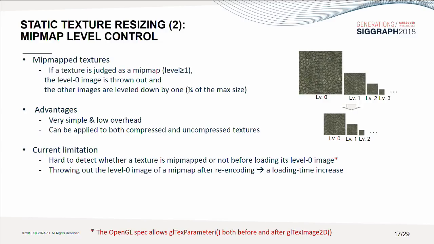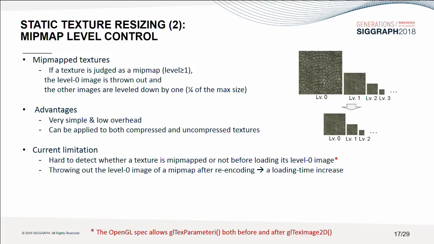For min-mapped textures, we apply mipmap level control. If a texture is judged as a mipmap texture, the level 0 image is thrown out, and the other images are leveled down by one, as you can see here. The advantages of this approach are it is very simple and it has very low overhead. Also, it can be applied to both compressed and uncompressed textures.